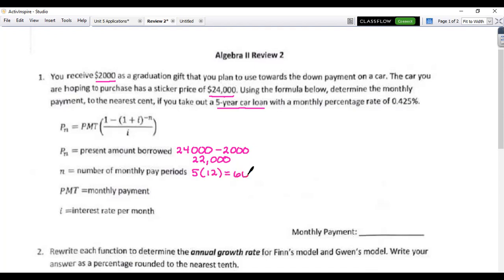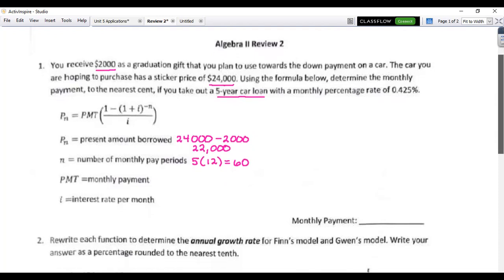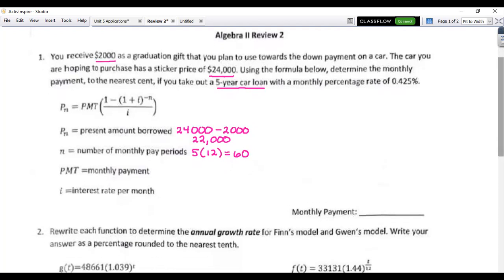And 5 years on a car loan is usually the longest you would want to take it out for, because you would become upside down on your loan, as in you would owe more than the car is worth, because cars lose value. PMT stands for your monthly payment. And again, that's just one variable. Do we know that? We don't know that. But, and then your interest rate per month, I'm going to move the decimal 2 places.